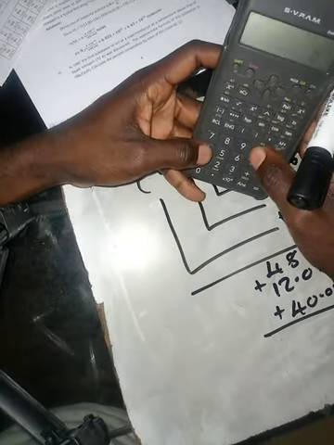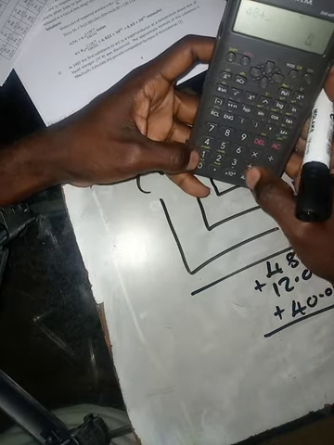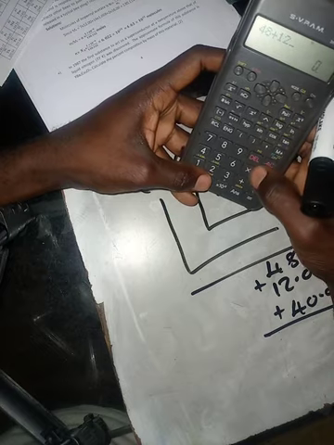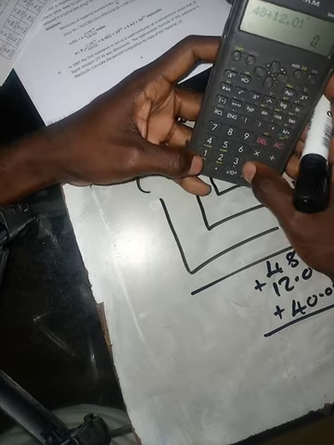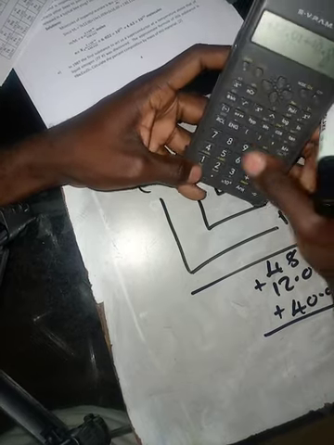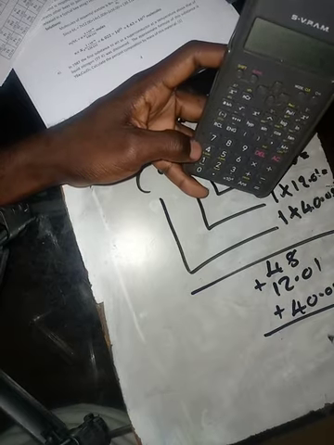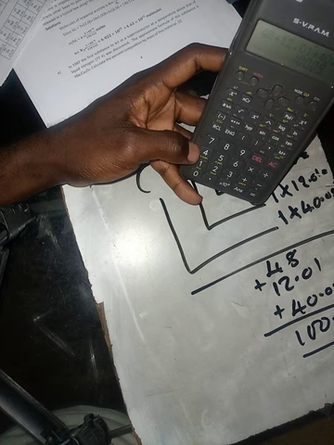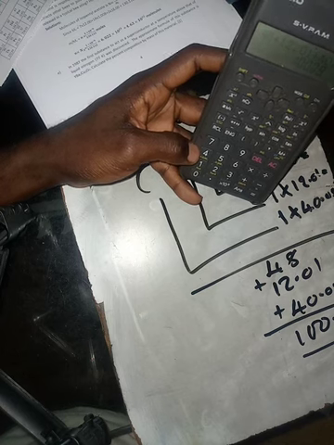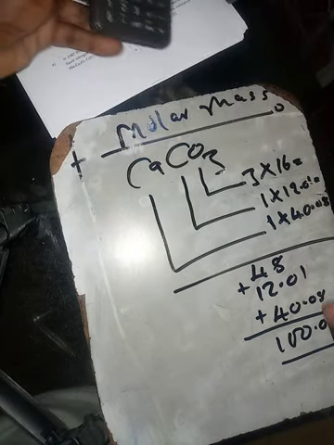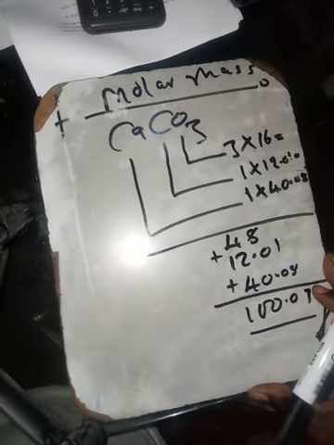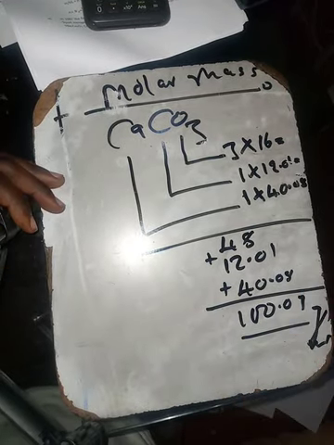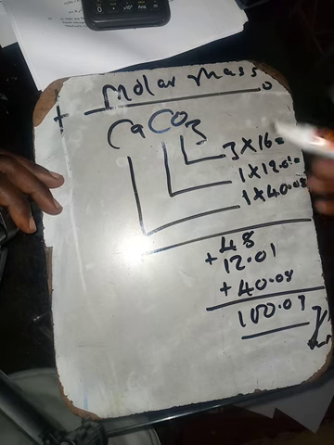So I'll have 48 plus 12.01 plus 40.08. It's giving me 100.09 grams per mole. You put these units. I hope they're being seen on the camera. All right, so this is how you find the molar mass.